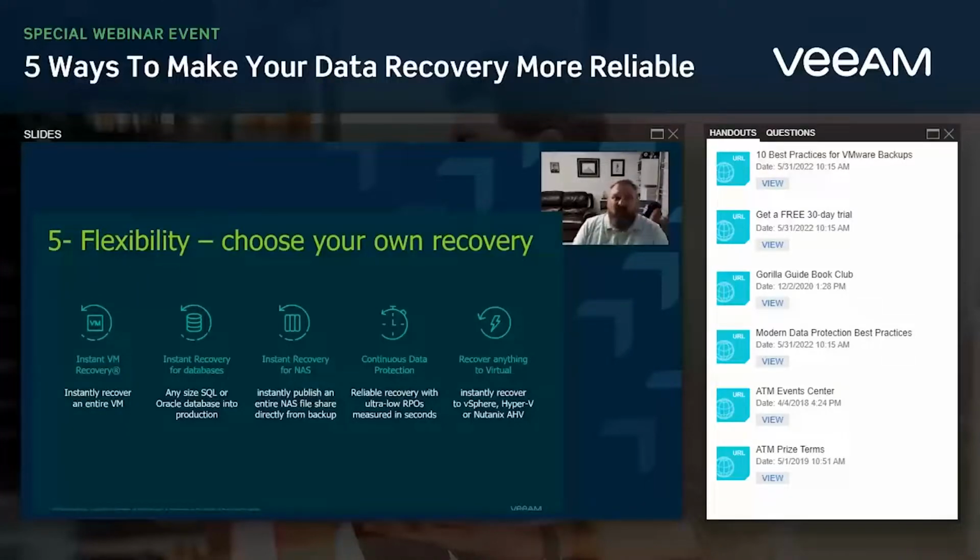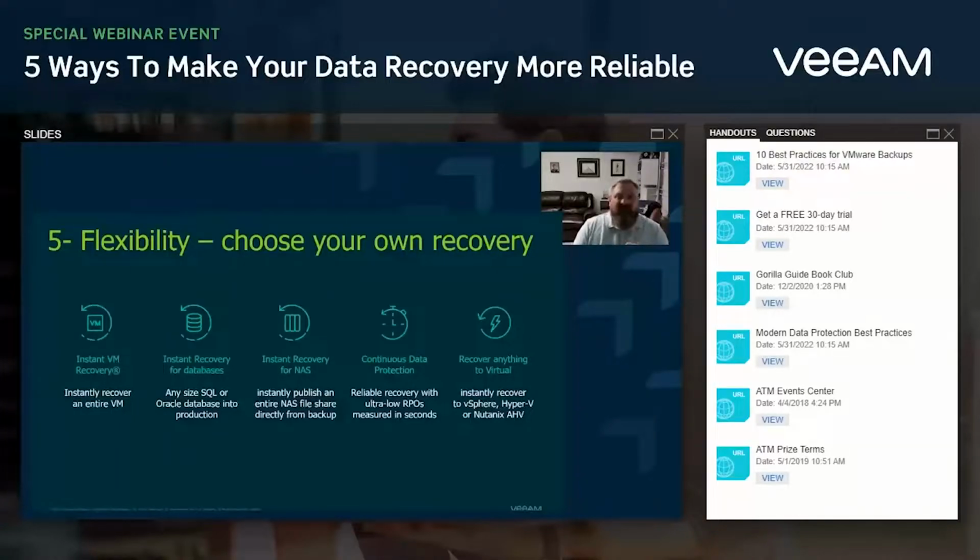And then finally, ultimate in flexibility. Everyone here has virtualization of some flavor, and now you can recover any Veeam backup instantly to virtual, whether that's vSphere, Hyper-V, or Nutanix AHV. You can instantly recover again any of your backups to one of these virtualized platforms.